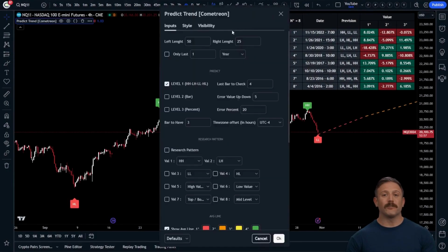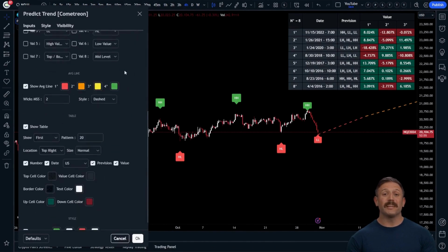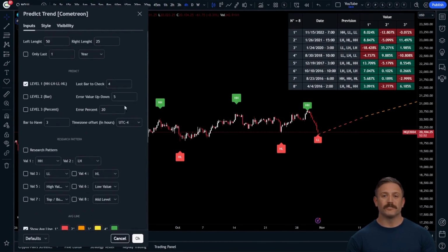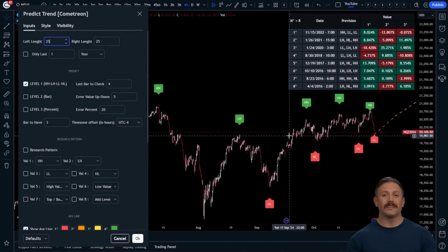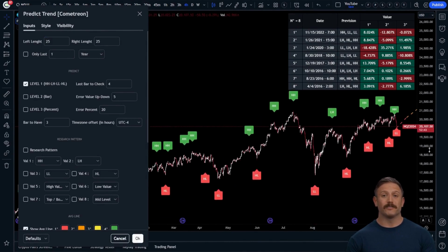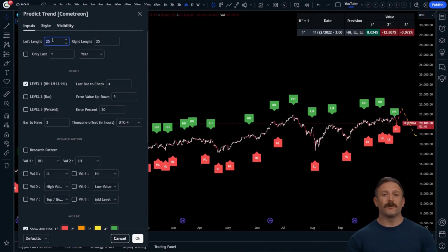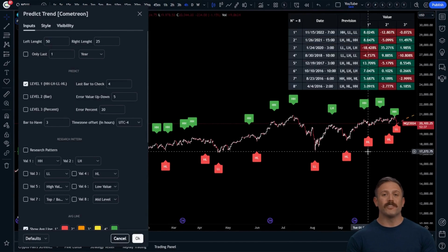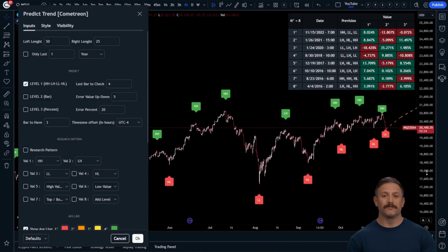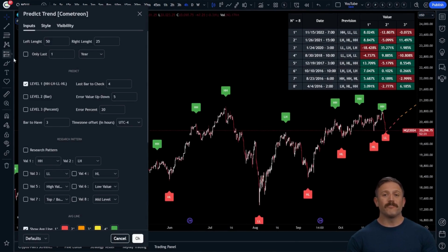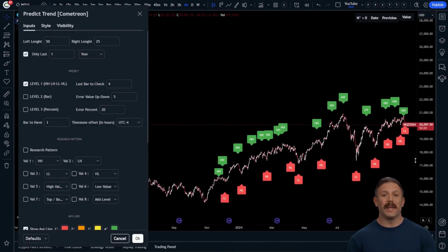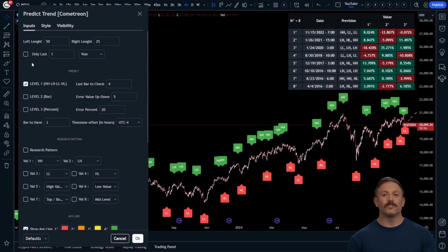Let's now examine the technical specifications of the indicator. Predict Trend offers a range of configurable options. With the left length and right length, you can define the extension of the highest and lowest points used to identify patterns. To delve deeper into this aspect, I recommend also watching the video on the support and resistance indicator. You can choose a period of distance from the last candle, for example 1 year, months, hours, or minutes. This option allows you to define how far back in the past the indicator should look for patterns. This is particularly useful for speeding up the indicator.